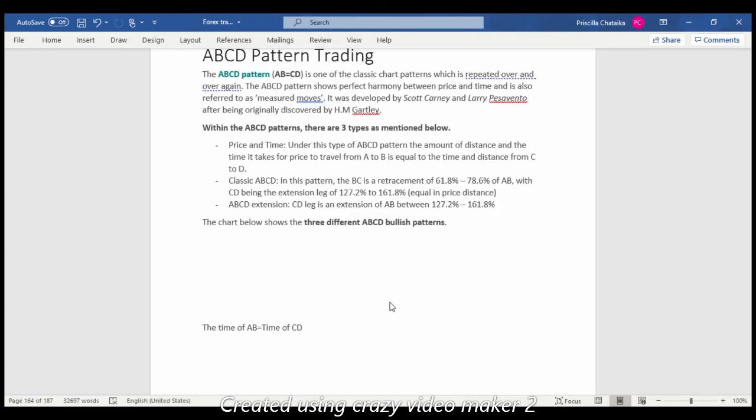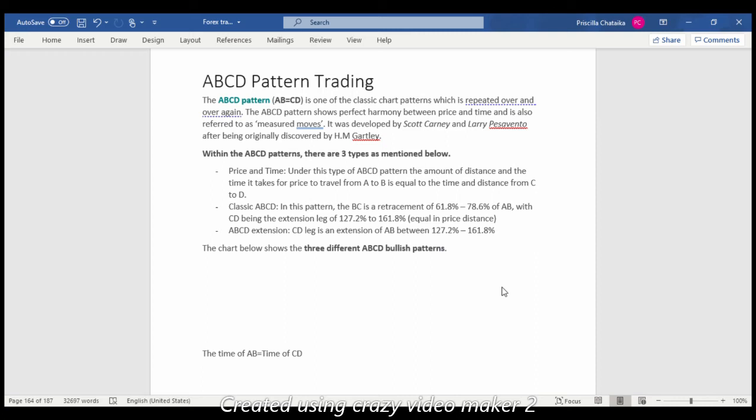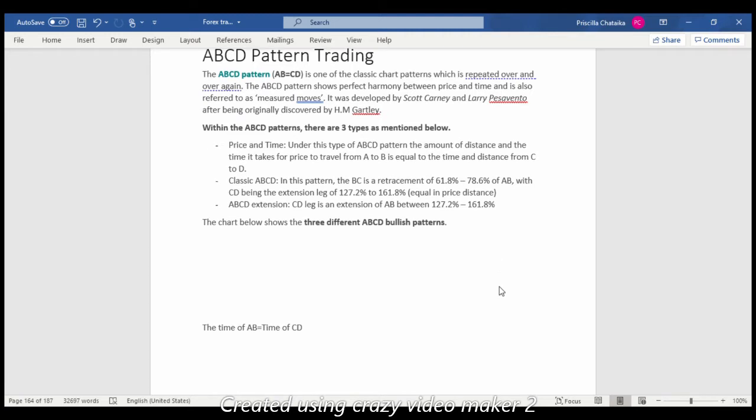So this isn't just for people who like harmonics. This is very, very important simply because the ABCD pattern occurs regularly, and since it occurs regularly, you must know it. And you can also use the zigzag indicator, which I think comes with your broker. I'm not sure if it comes with all brokers or whether I downloaded it, but we're going to get into it. So it's another harmonic-like pattern, the ABCD.